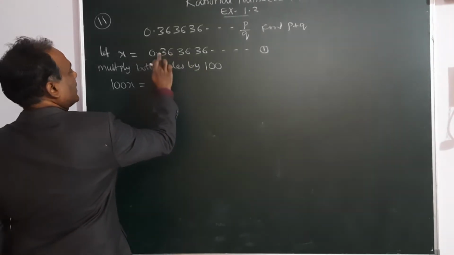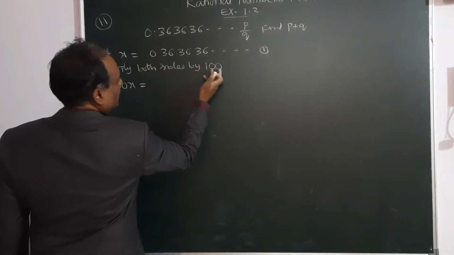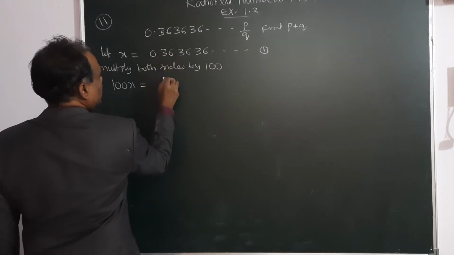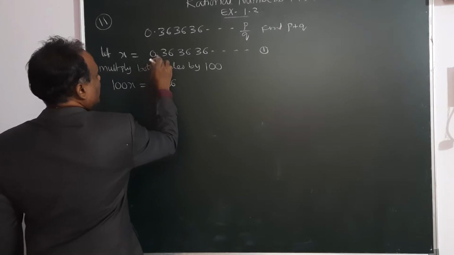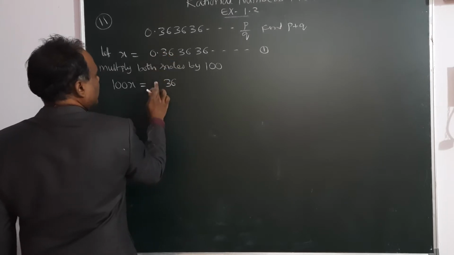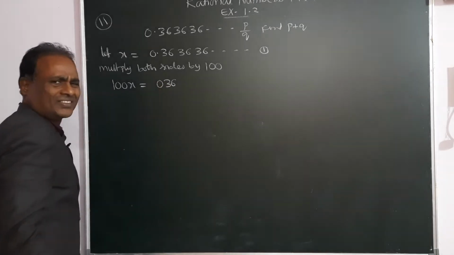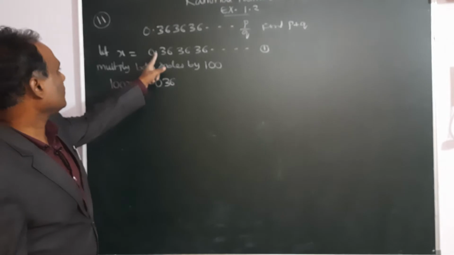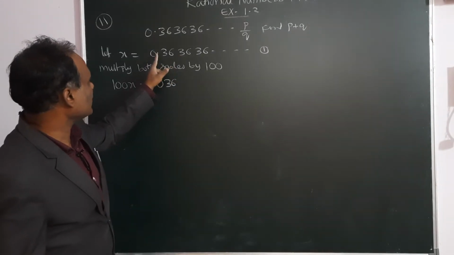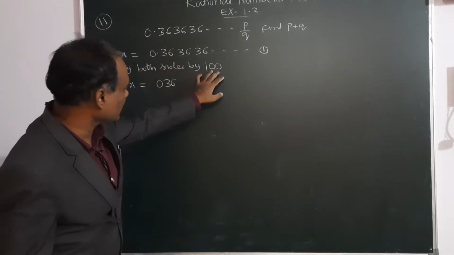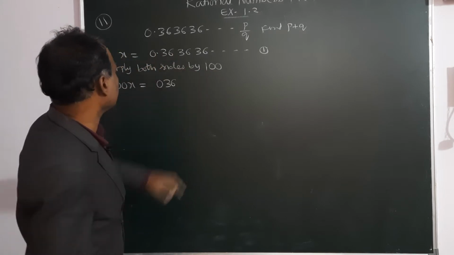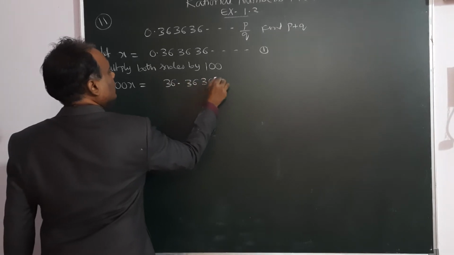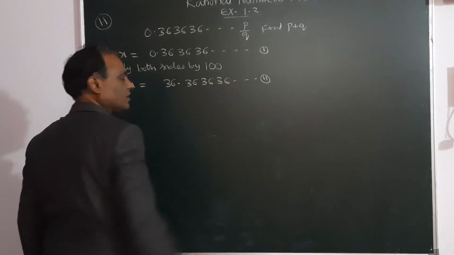100 into this, the decimal will change 2 places because of 2 zeros. So the decimal will come here, 36. If the decimal is changed here, there is no need of writing 0; 0.36 means only 36. The decimal changes from here to here because multiplying with 100 shifts it 2 places. So 100x is 36.363636 and so on. This is the second equation.